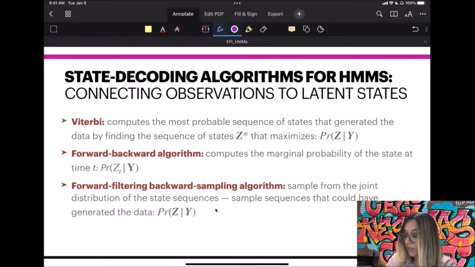There's 3 general ways of doing so. We have the Viterbi algorithm, which computes the most probable sequence of states that generate the data. We have the forward-backward algorithm, which computes the marginal probability of the state at time t. So what is the most likely state at each time point? And then we also have the forward filtering backward sampling algorithm, which samples from the joint distribution of the state sequences. And it will produce a way to simulate entire state sequences that could have generated your data.